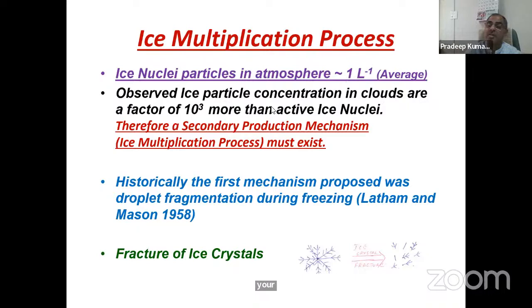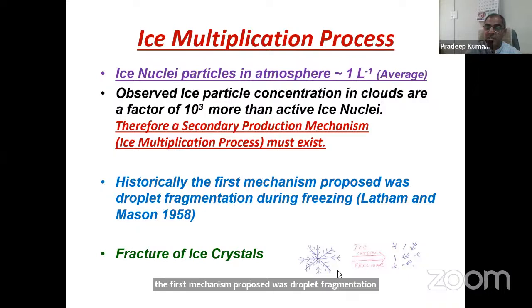So historically, the first mechanism proposed was droplet fragmentation during freezing process. So when an ice crystal is freezing, they can fracture. And then there can be so many others. When a fracture happens, multiple ice particles are put into the cloud, on which they can grow by vapor deposition. And so therefore your number of particles are more compared to your ice nucleating particle.